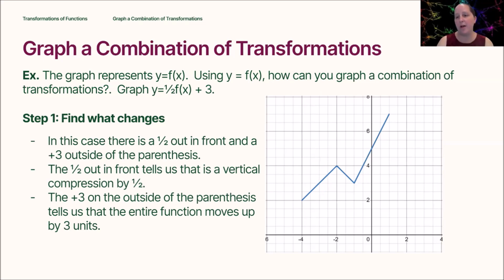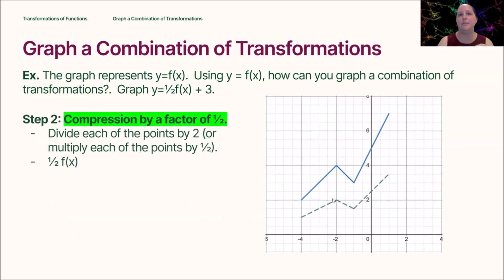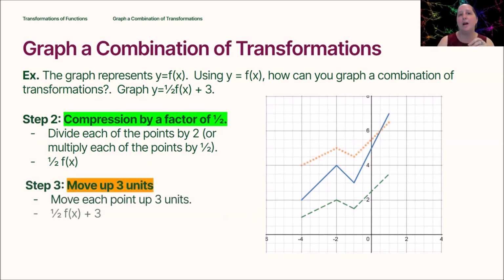So again, I'm still following order of operations. I want to do the multiplication first and then the addition. So I'm going to multiply each of these points by 1/2. Instead of 2, 2 times 1/2 is 1. So there's my new point. 4 times 1/2 is 2. 3 times 1/2 is 1.5. And 7 times 1/2 is 3.5. So that's where I'm getting those points from. And then I move everything up 3 units. So that's my orange.